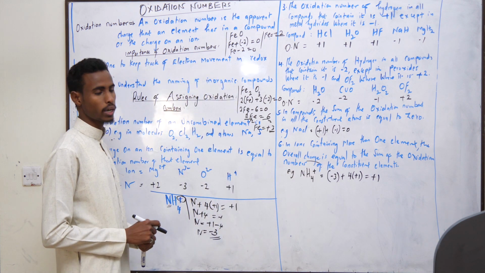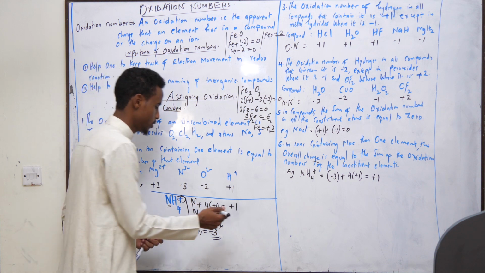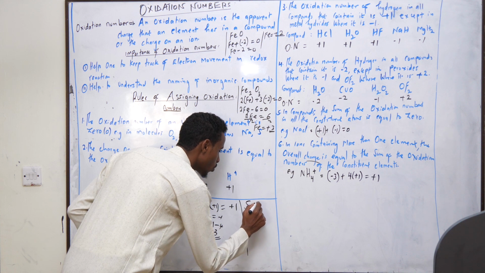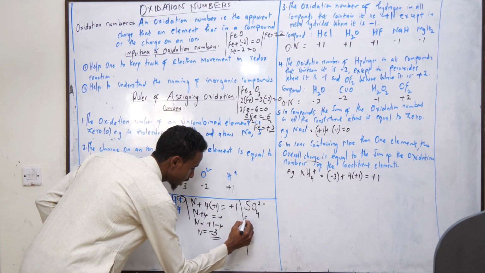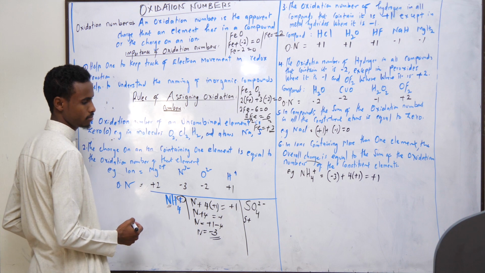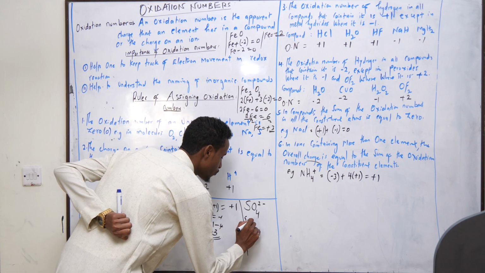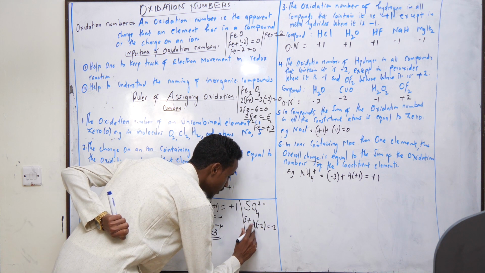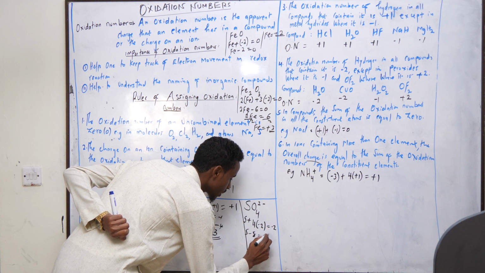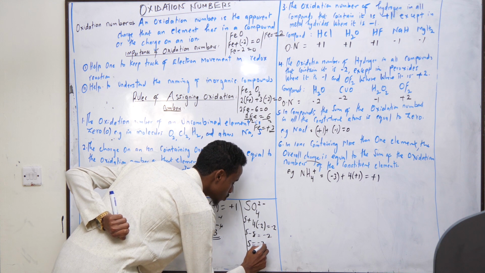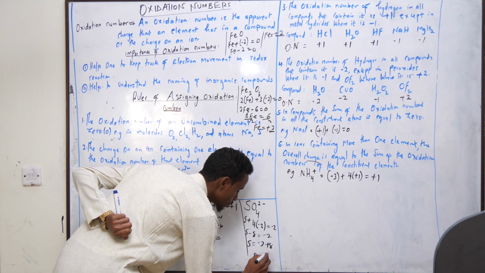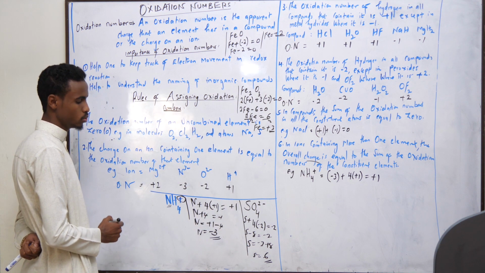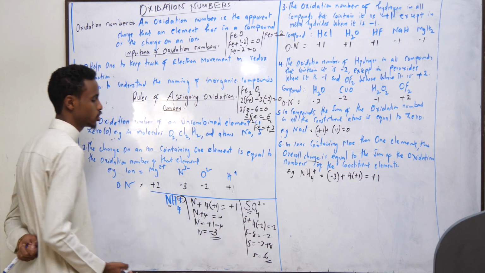Another one, if you want us to look at, for example, let's look at sulfate. SO4 2 negative. Now we say S plus 4 atoms, each having a -2, will be equal to -2. Now it becomes S minus 8 is equals to -2. S is equals to -2 plus 8. S is equals to 6. That is it. The sulfate. You do it like that.